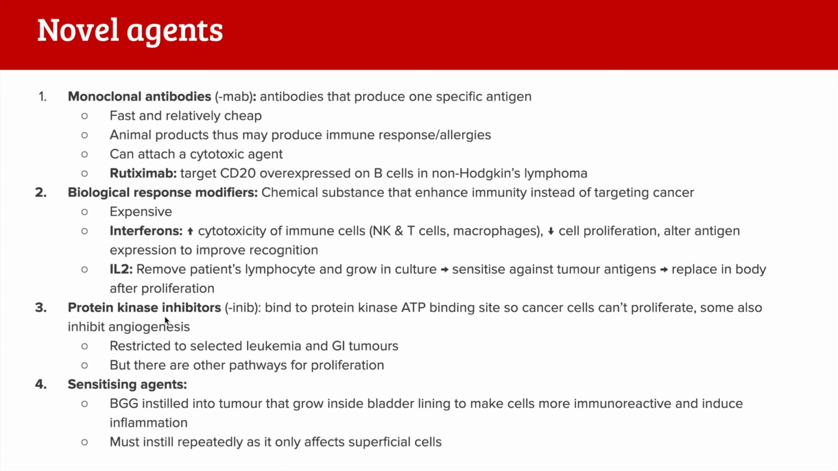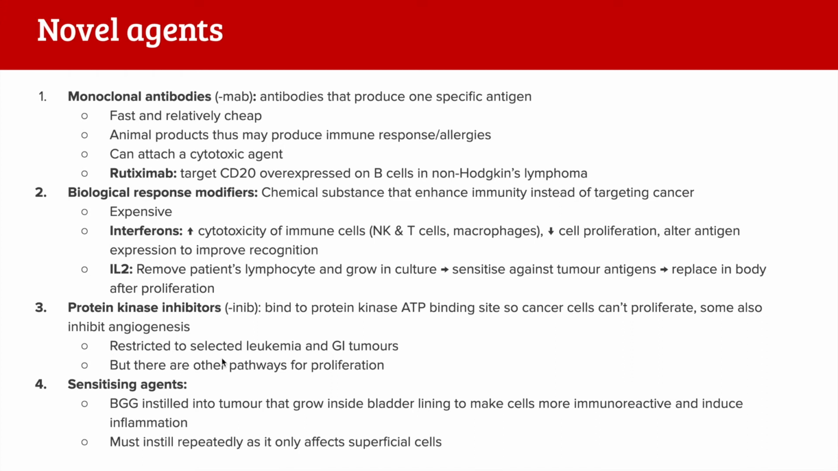And then there are the protein kinase inhibitors, which apparently end in -inib, and they bind to protein kinase. They bind to their ATP binding sites, so the cancer cells can no longer proliferate because protein kinase is needed in proliferation. Yeah, and some can also apparently inhibit angiogenesis.